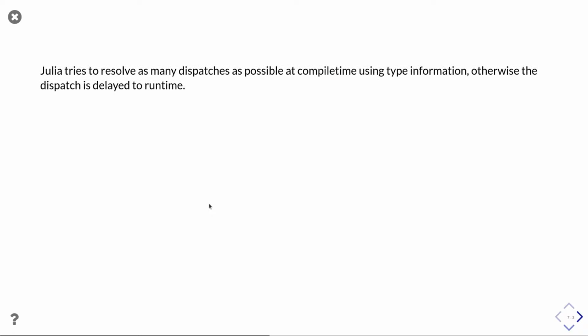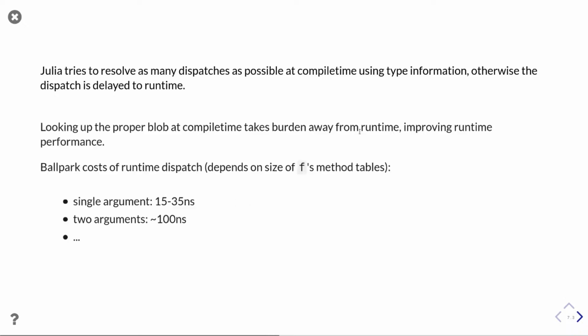So as you might gather at this point, Julia actually goes to some effort in almost any circumstance where it can plausibly do the dispatch at compile time, or at least the method lookup part of it at compile time, it does so. And the reason for that is that the process of looking up the proper blob is slow, right? And that it would be a penalty on your runtime performance. And so in order to save that time, it does it ahead of time.